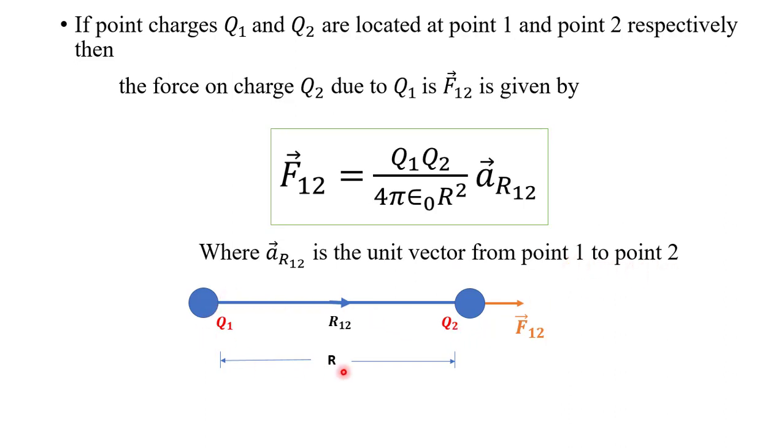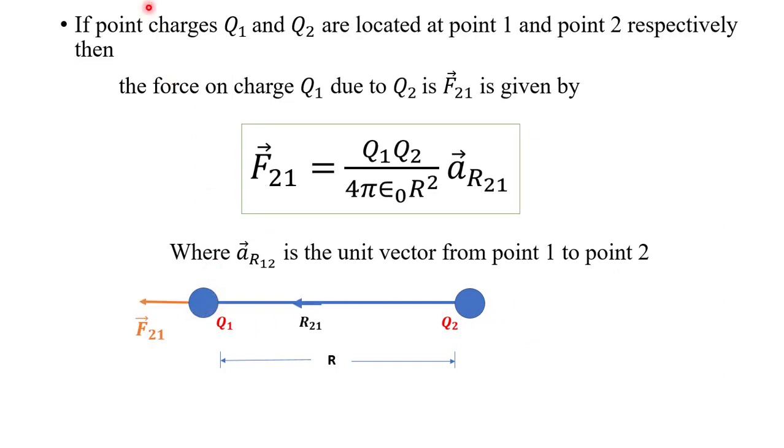You can observe this here. This is the charge Q1, this is the charge Q2. These two charges are separated by a distance capital R. Then you can observe the direction of F12. This F12 means the force on charge 2 due to charge 1.